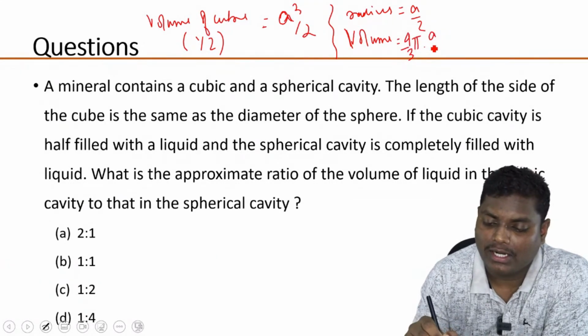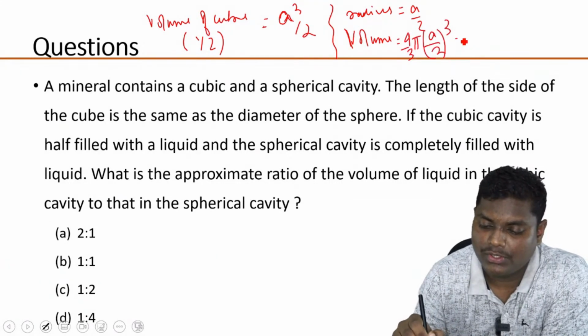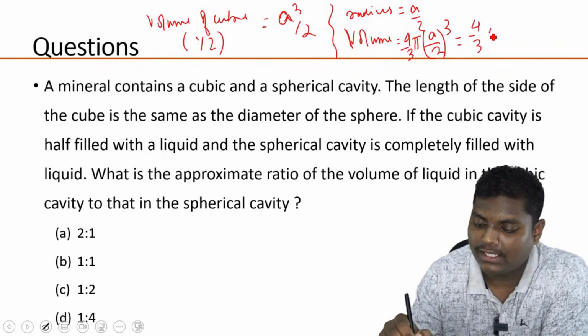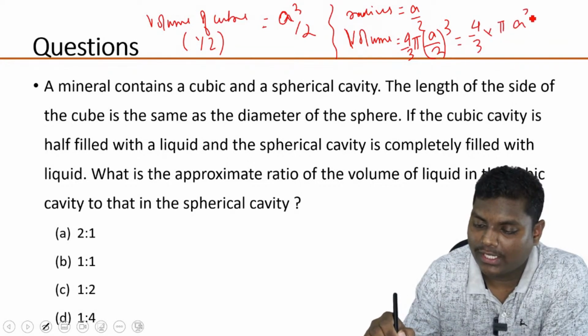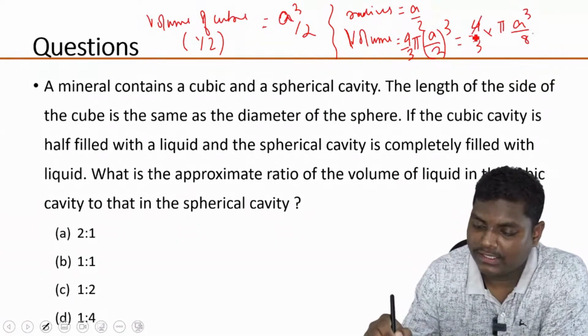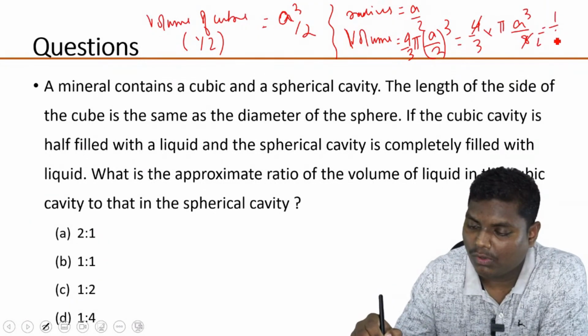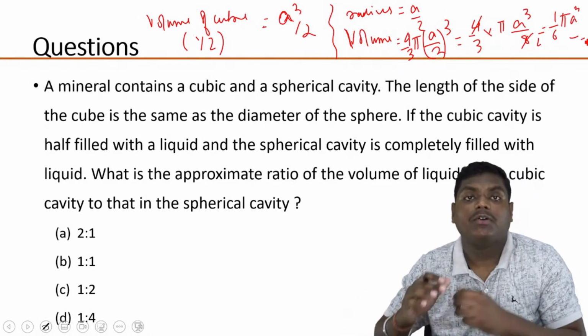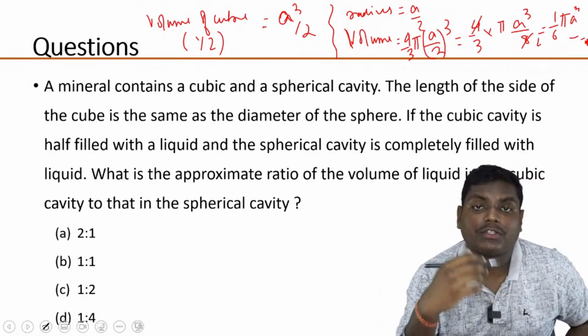In place of r you can put a by 2 q. So it will be 4 by 3 into pi into a cube upon 8. So basically it will cancel out. So it is basically 1 upon 6 pi a cube. Okay, this is the volume that the sphere will be having.